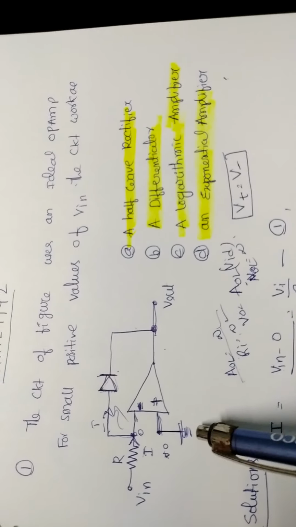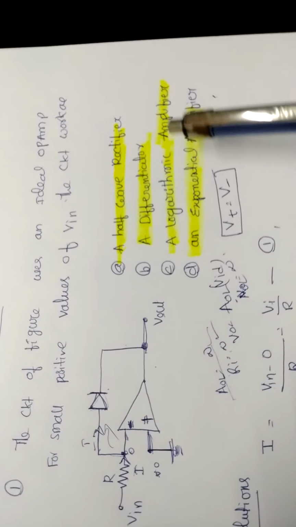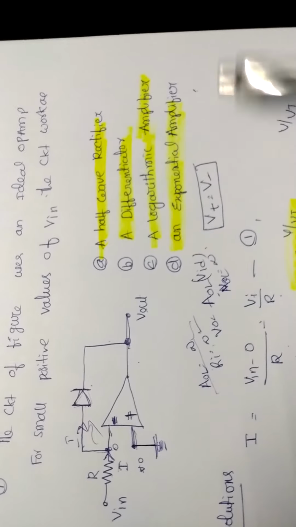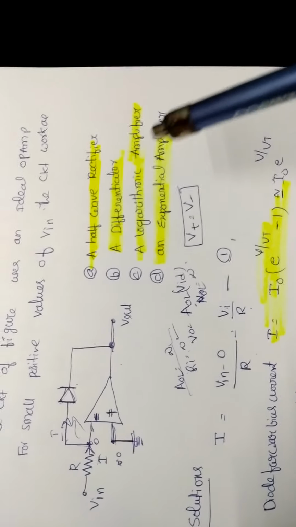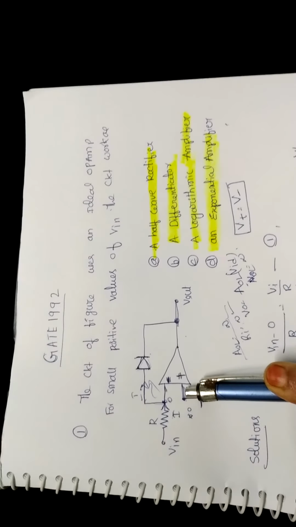So this is the circuit. How does the circuit act: like a half-wave rectifier, differentiator, logarithmic amplifier, or exponential amplifier? So we have to identify which one is the right answer from the given circuit. The solution for this problem is, so this is the ideal operational amplifier.